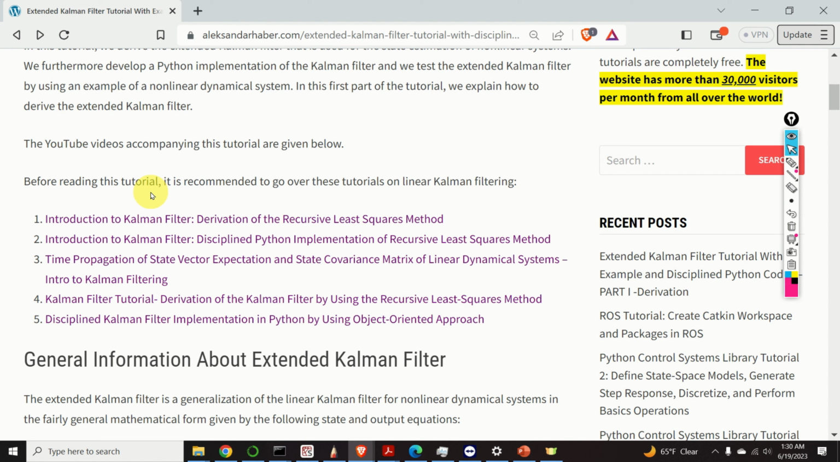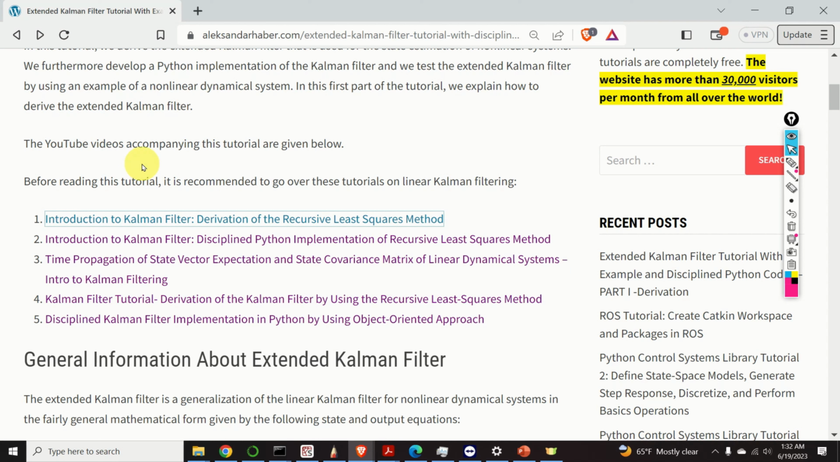Before watching this video tutorial on nonlinear Kalman filtering, it's a very good idea that you become familiar and that you learn the basics of linear Kalman filtering. To make your life easier, I prepared several tutorials that cover the basics of linear Kalman filtering. Links to these tutorials are given over here, and these links are also provided in the description below this video.